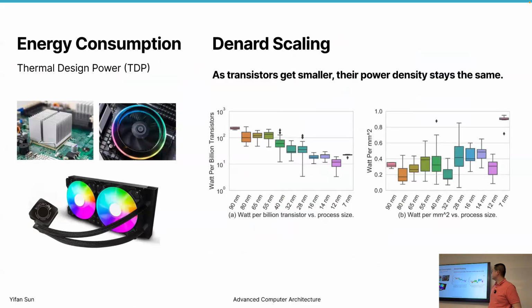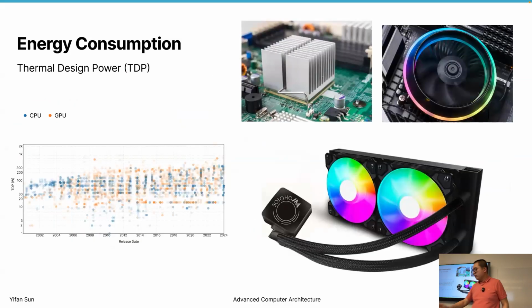With less than 25 watts, we can probably just use passive cooling. 45 watts, we need a fan. 200 watts, we need liquid cooling, right?